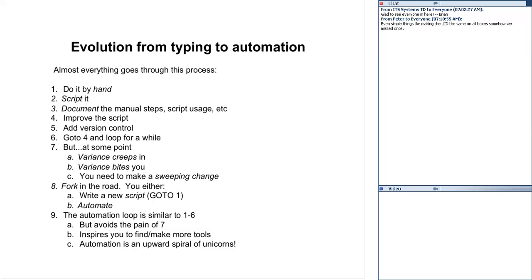Another thing that happens is you might need to make a large change where you get to this fork in the road where you're either going to start over with a new script because the change is big enough you can't really modify what you've got, or maybe you start to think about automation. And then automation is a similar loop. You're going to improve it as you go along, but hopefully you're avoiding a lot of the pain of variance creeping in and causing you problems. Now, I also think that once you've got automation going and some good tools, it makes it easier to make large changes, and we'll get to an example of that.